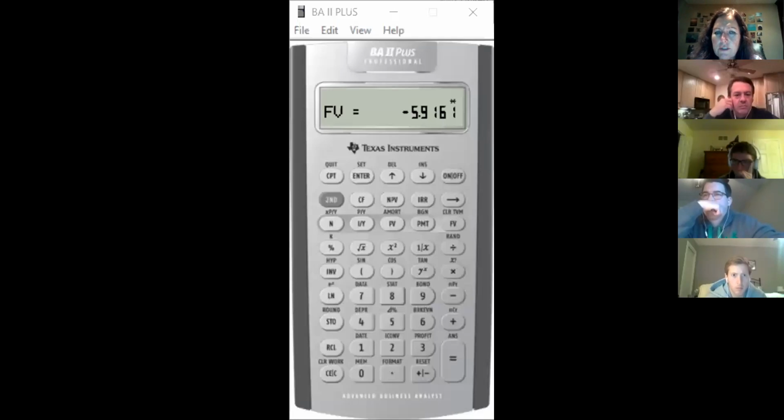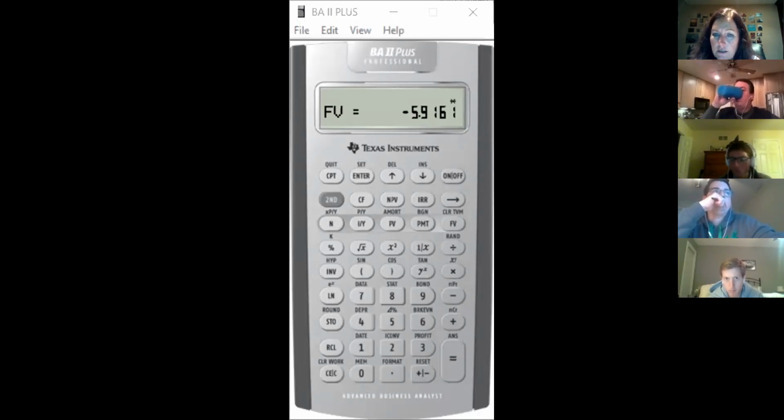The reason it has a negative sign is that when you input the future value and the present value, they have to be opposite signs. So in this case, I should have put in my present value as a negative $1.10 to get me back $5.92 later on. So present value and future value have to be opposite signs.